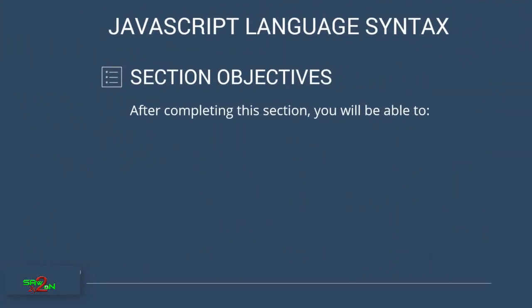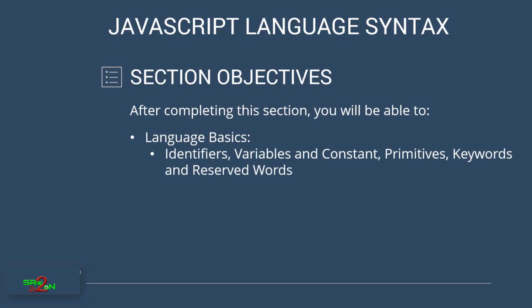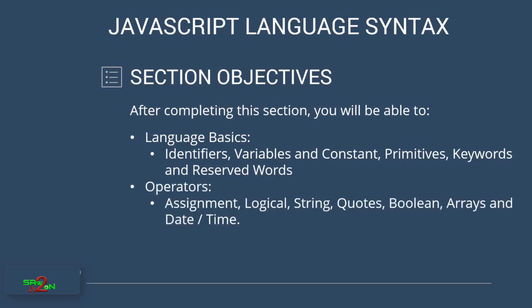So let's look at the objective of this section. After completing this section, you will be able to understand the language basics like identifiers, variables and constants, primitive data types, keywords and reserved words. Then we'll look at the operators that we have like assignment, logical, string, quotes, boolean, arrays, and date and time. Then we'll look at some of the statements in JavaScript like if statement, switch statement, while and for loop.